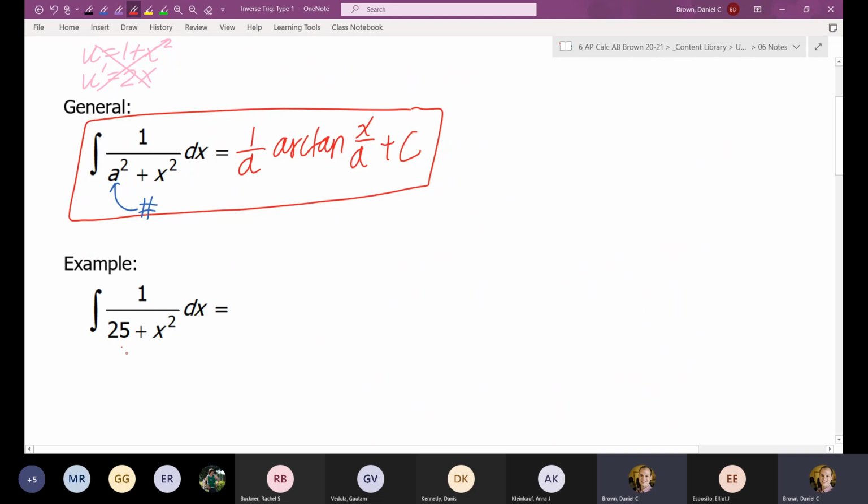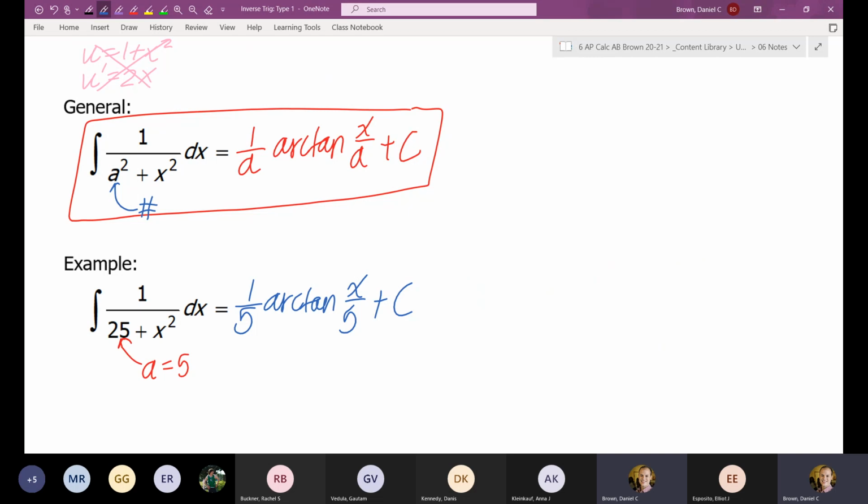This is a 25 in front. Well, what squared is going to give you 25? 5. So I know that a value is going to be 5. So then the integral of this, we're just going to go straight to the rule. It's 1 over a, which is 5, arctangent of x over a, which is again 5, and then of course don't forget your plus c. And that's it. There's not going to be any rewriting. We just have to recognize that it looks like an inverse trig, match it up to which inverse trig formula it is, and then integrate it from there.